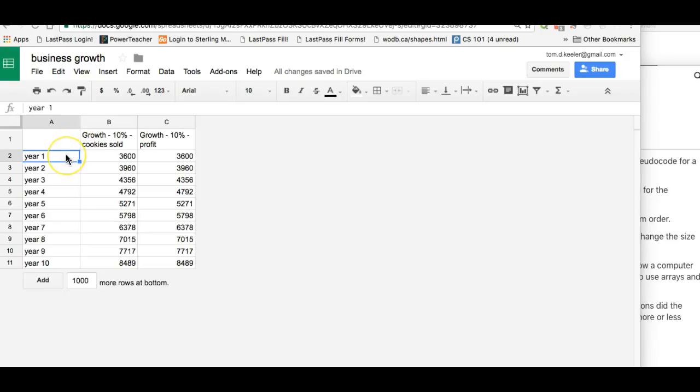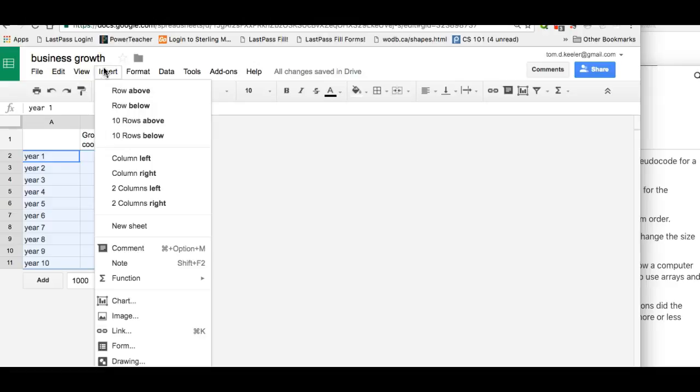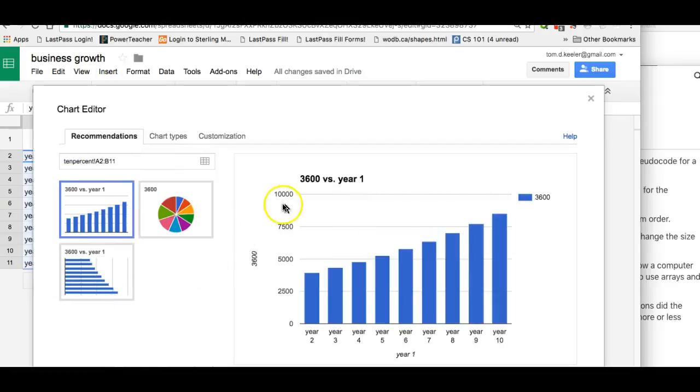So now let's create a chart that shows how we think, if we can keep 10% growth per year, how we think we're going to grow our product. And so we highlight year 1 through 10 and the amount of cookies sold. Then we click on Insert Chart. And you see that we get this nice chart.